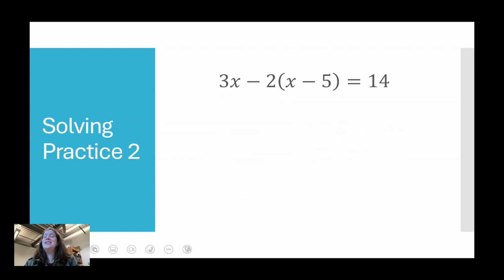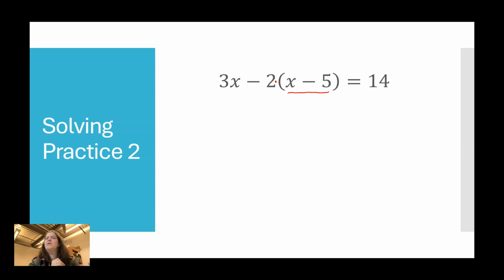Here I can see I need to distribute first. If you think about order of operations, we would normally start inside our parentheses or inside any groups. And this is a group right here. But since it's x minus 5, and I don't know what x is, there's no way I can simplify this any further. So since I can't do anything else inside those parentheses, I'm going to move on. There's no exponents. Now we'll multiply and divide, right? So here is my negative 2 times x minus 5.